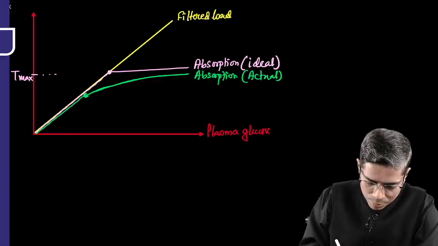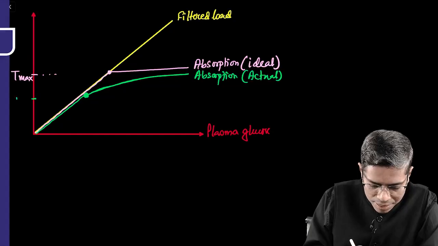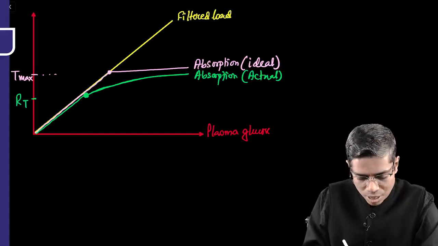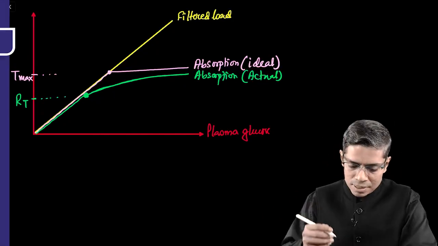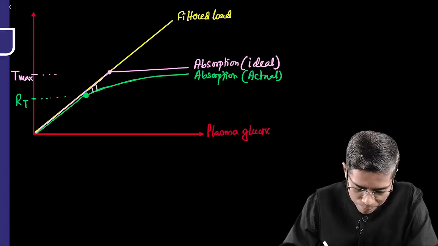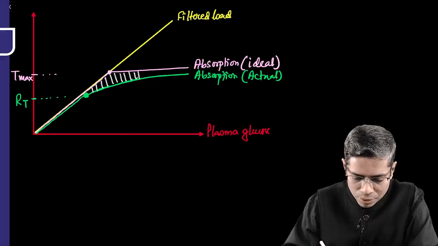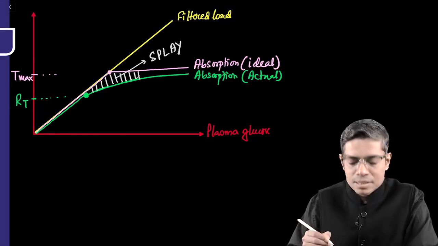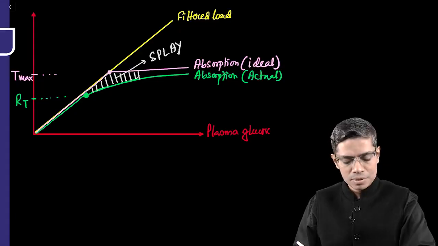Okay, and this point from where it is deviating is nothing but your renal threshold point. So after this renal threshold point, there is deviation of this curve. The gap between these two, this zone, is known as the splay. This is nothing but the splaying effect of kidney, the splaying effect of glucose absorption.